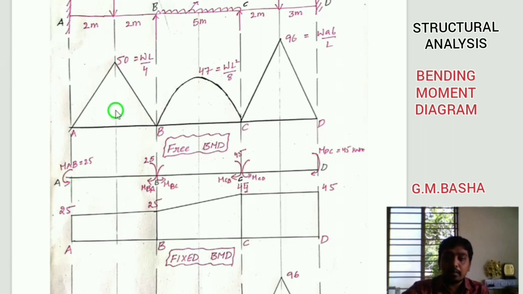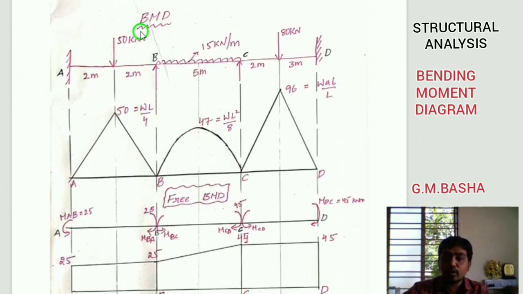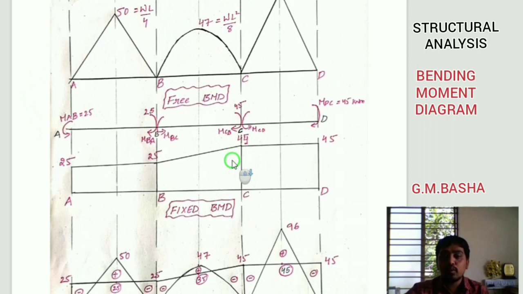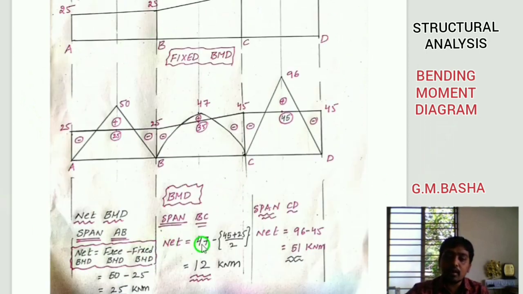After that, based on the given loads, see here 50 kilonewton point load, 15 kilonewton per meter UDL and 80 kilonewton eccentric load. So all these are the given loads. Based on these given loads, you can draw the free bending moment diagram. After that you have to combine these two, and you will get the final bending moment diagram, which is also called the resultant bending moment diagram.